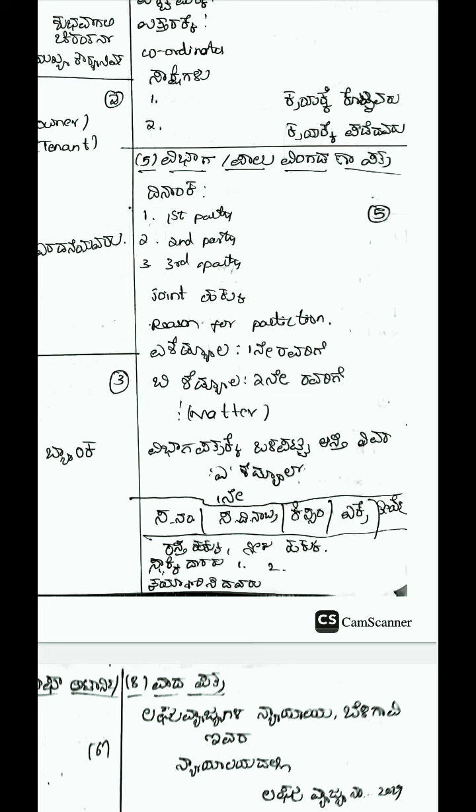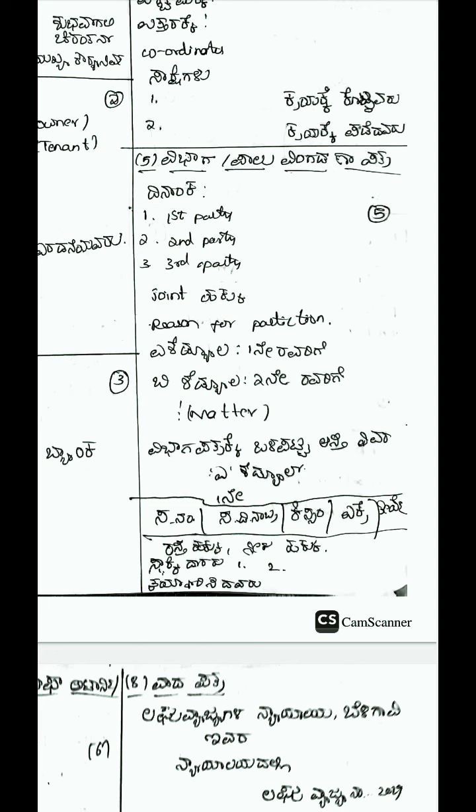At the top we have the date. Then we have details of the parties involved in the partition: the successors, their names, first party, second party and third party. These are the successors among whom the property is being partitioned. Then we have joint hakku and the reason for partition. You will have to mention why they are doing the partition. Then a schedule.